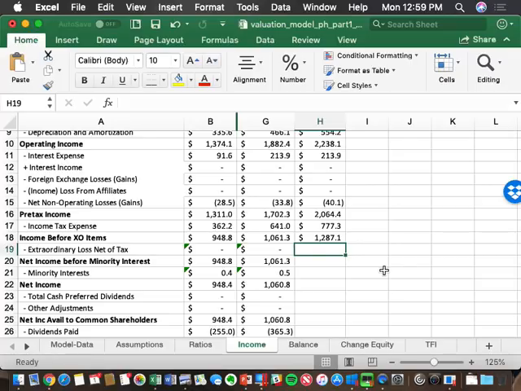All right. Now, extraordinary items. By definition, an extraordinary item should be extraordinary. Shouldn't happen again.